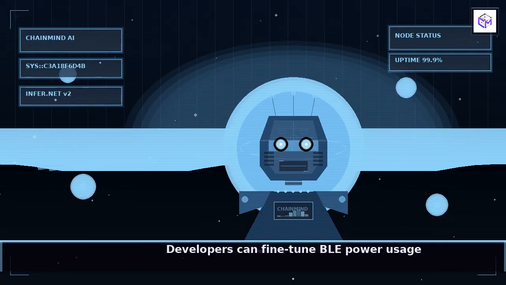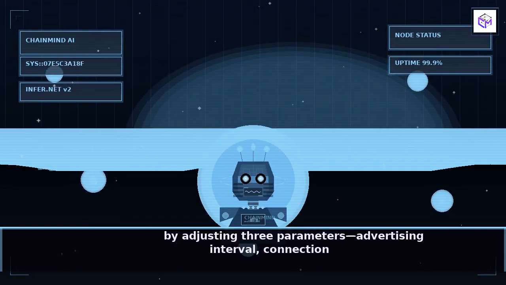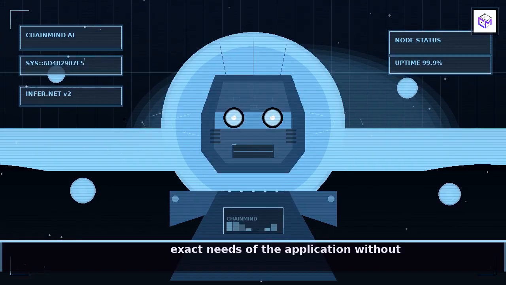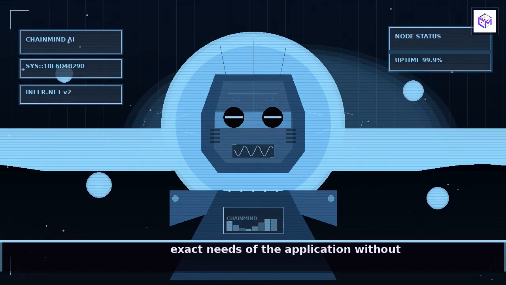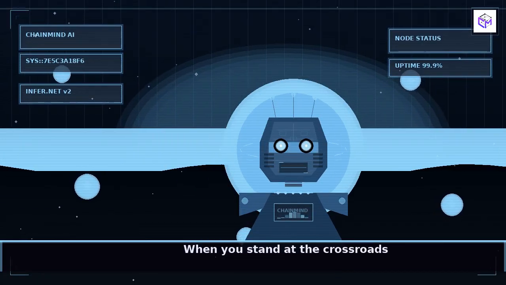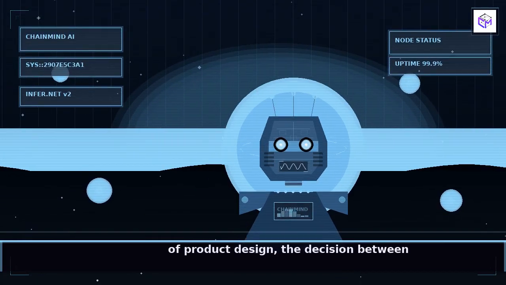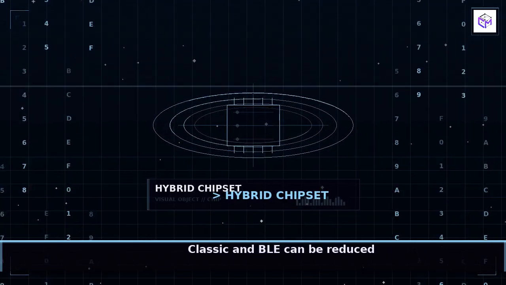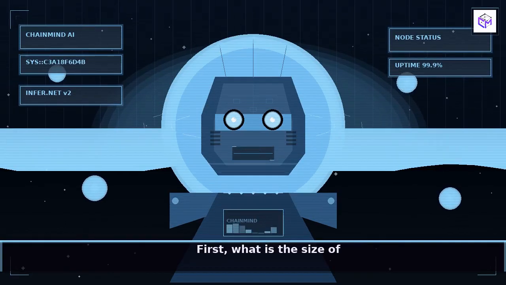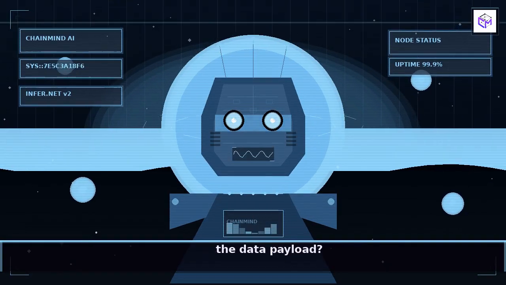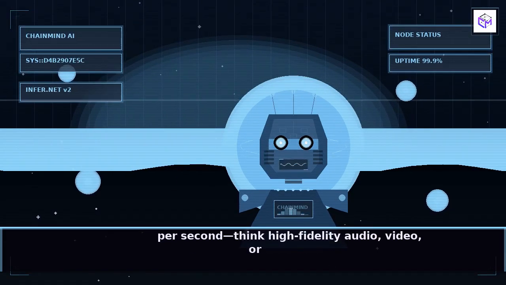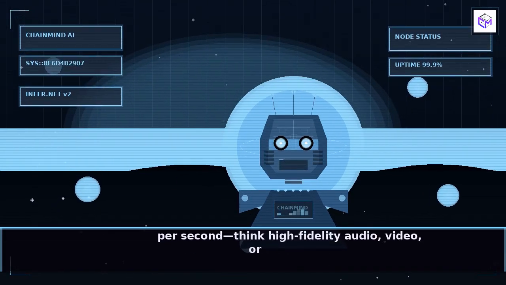When you stand at the crossroads of product design, the decision between classic and BLE can be reduced to three guiding questions. First, what is the size of the data payload? If you need to stream megabytes per second, think high-fidelity audio, video, or large file transfers, classic remains the safest bet. If you're only moving a handful of bytes every few seconds, BLE will give you the same functionality with a fraction of the energy cost.